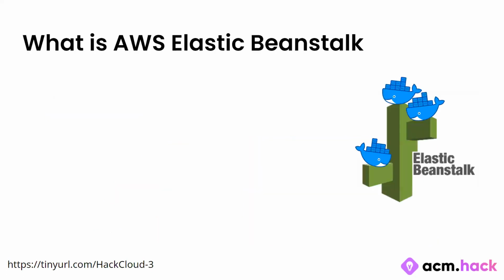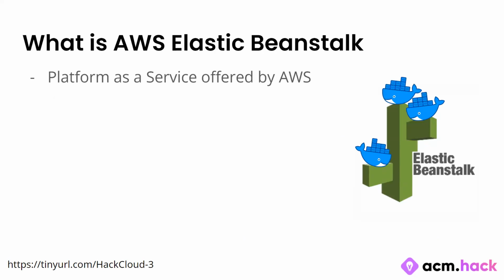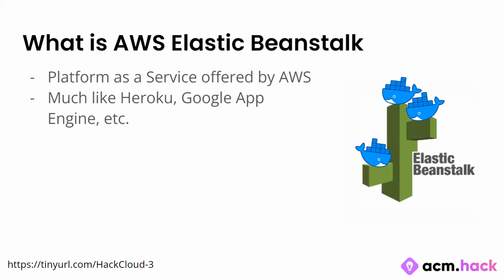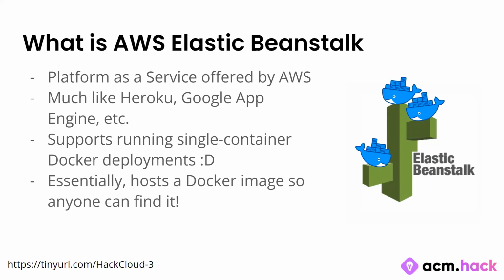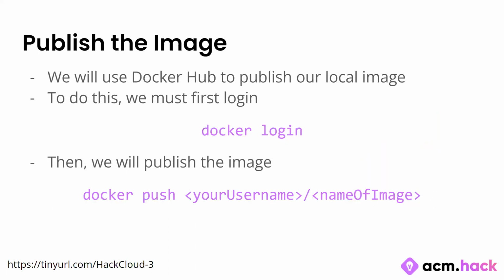So what is AWS Elastic Beanstalk? Well, it is essentially a platform as a service that's offered by AWS, which is the suite of services that we're using. It's much like Heroku or Google App Engine if you've used any of those in the past, really similar. And it actually supports running single container Docker deployments, which is great, perfect for us, since we only have a single container that we want to deploy. And essentially, as I mentioned, it hosts a Docker image so that anyone in the world can find it. So let's go through a quick demo here.